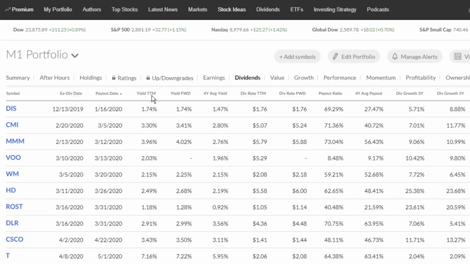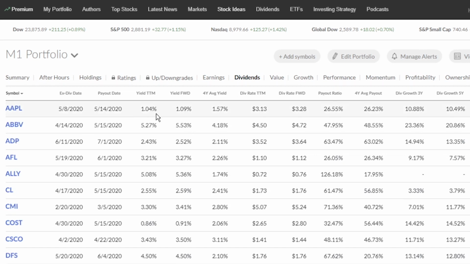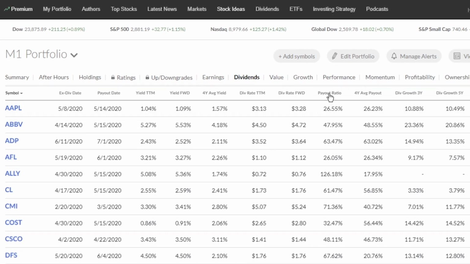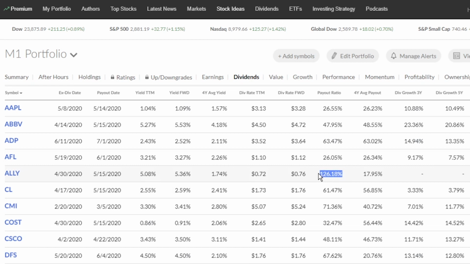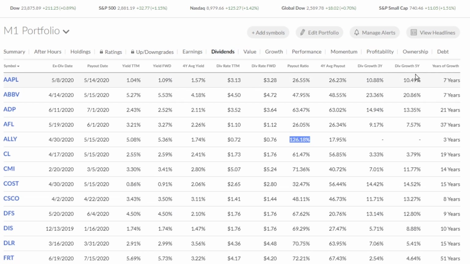They have a lot of other toggles here, so I can see the 4-year average yield. Let me go ahead and organize these again alphabetically. I can see the dividend rate going forward, the payout ratio, which is also a big deal for me too, making sure that these companies are not too over the limit here, which this one is with Ally. And then average payout percentage. And you can see the dividend growth over the last 3 years and then the 5-year growth rate as well, which again, these are really good indications for me.